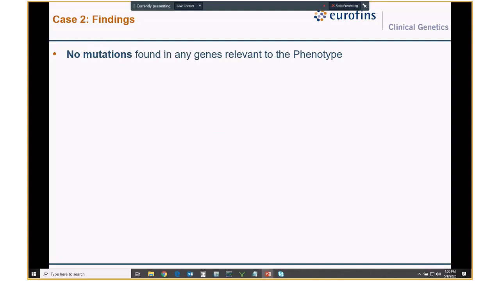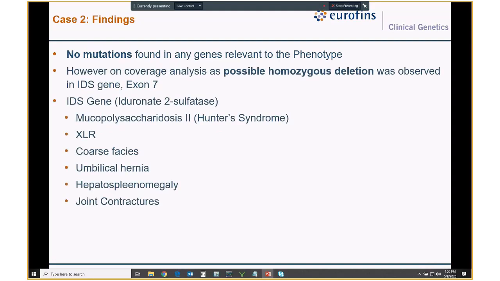And when we did CNV calling for this, we identified a possible homozygous deletion in exon 7 of IDS. This was a small exonic deletion, and this particular gene is associated with mucopolysaccharidosis, specifically Hunter's syndrome. It is X-linked recessive. What we recommended for this case was doing an MLPA, and in fact, this case was confirmed by MLPA.